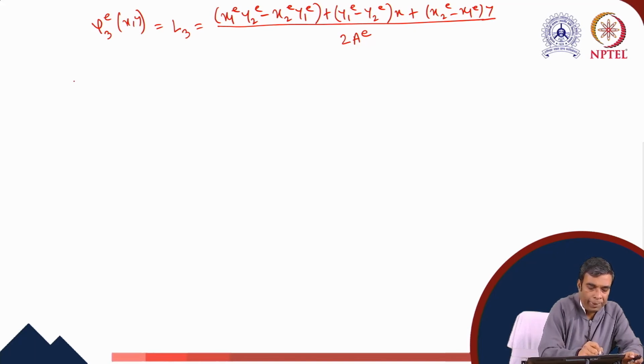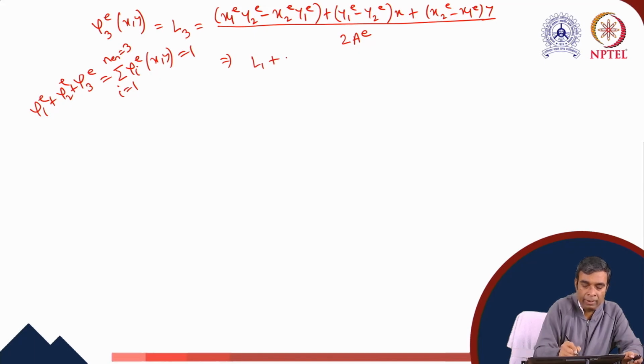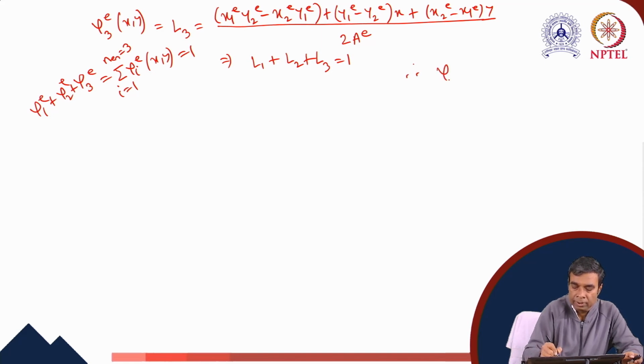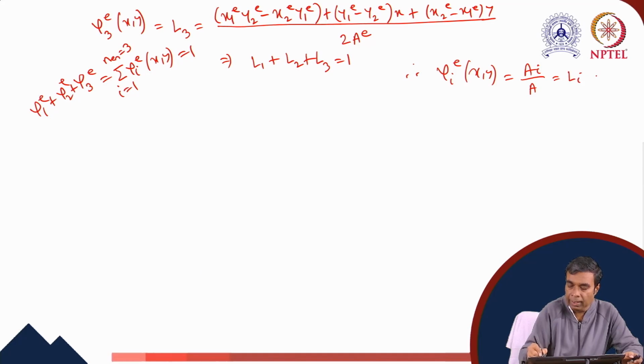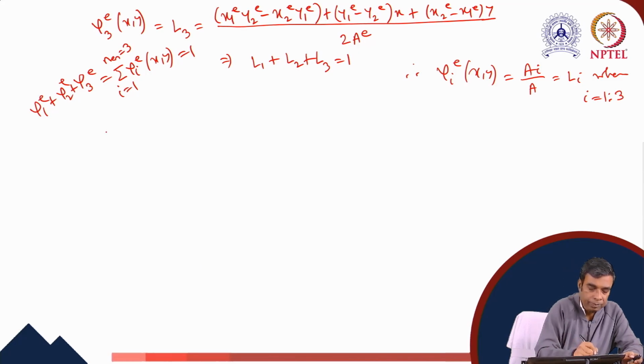Now we know the property of the Lagrangian shape functions. Psi 1e plus psi 2e plus psi 3e equals the summation of psi ie of xy, i equals 1 to nen equals 3. This gives us L1 plus L2 plus L3 equals 1. Therefore, psi ie of xy equals Ai by A equals Li, where i is varying from 1 to 3.